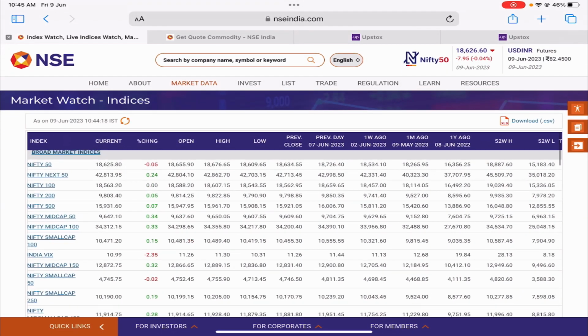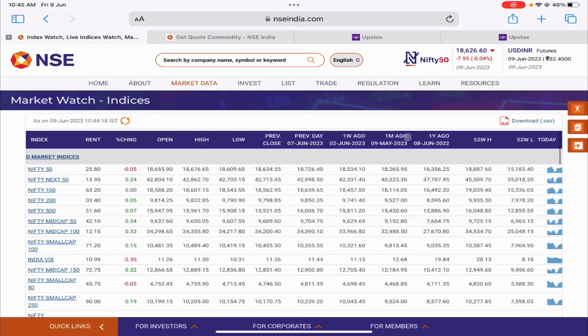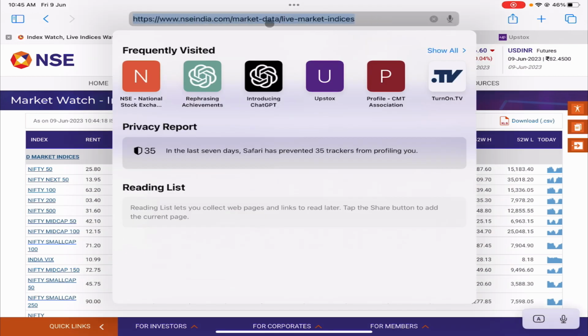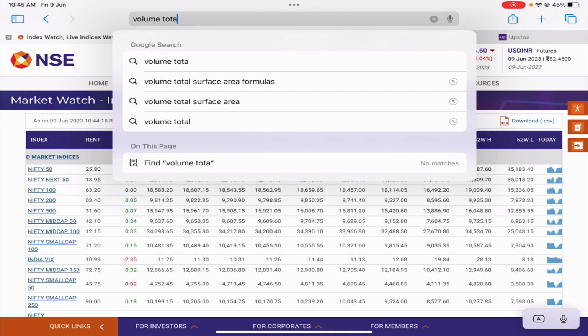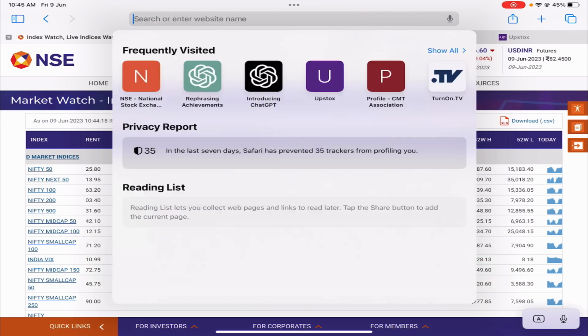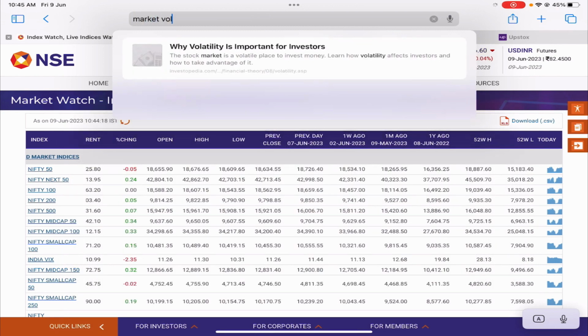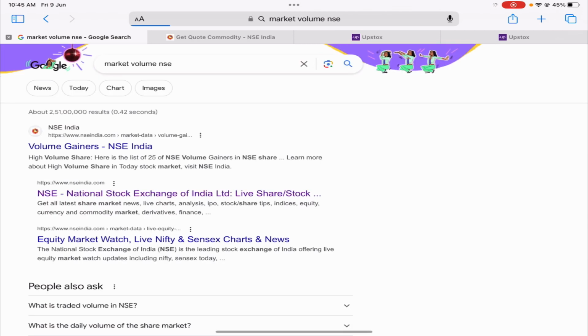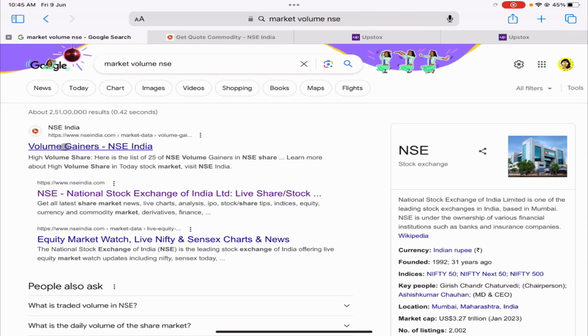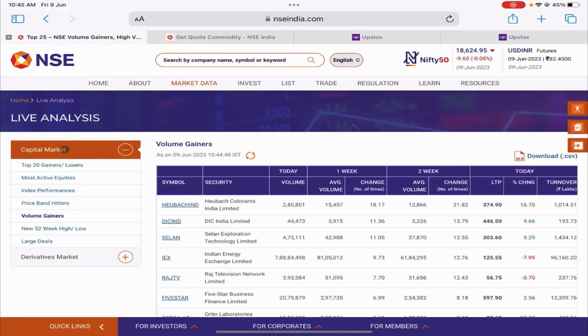If I want to see the derivatives, I can click on derivatives. So just type volume total, whatever you want to find. For example, right now let's just find market volume or trading volume of NSE. When I type this, I get these volume gainers. Look at this. Any information which you want will all be there.